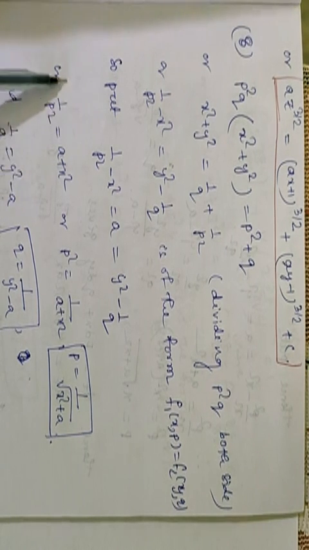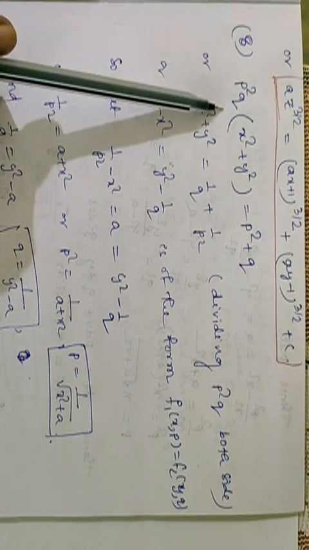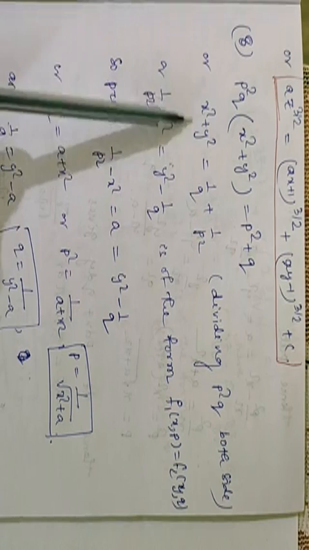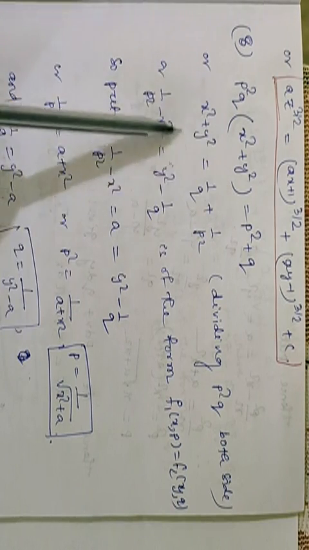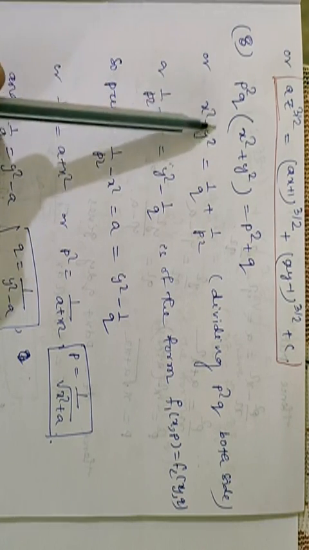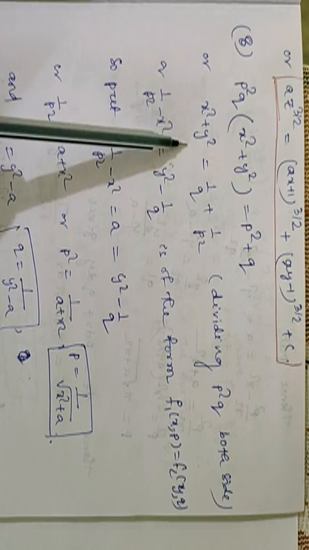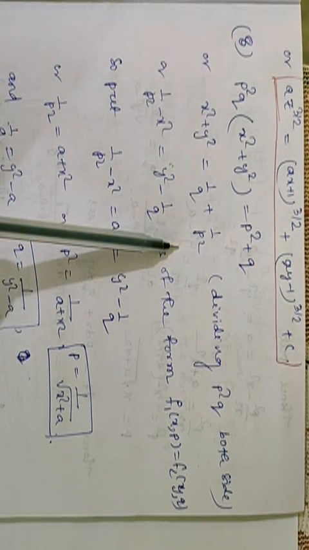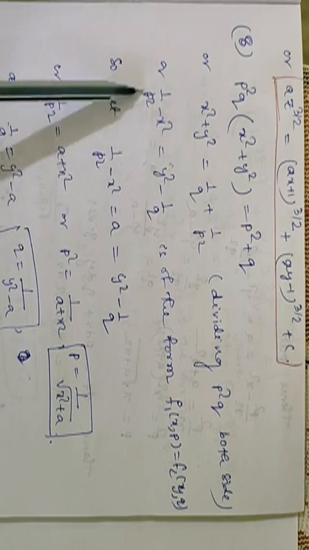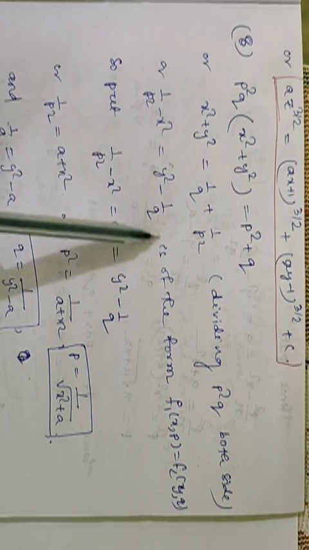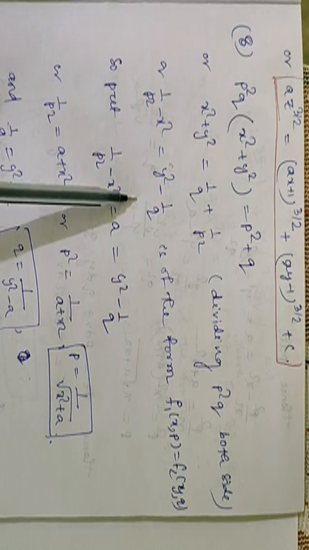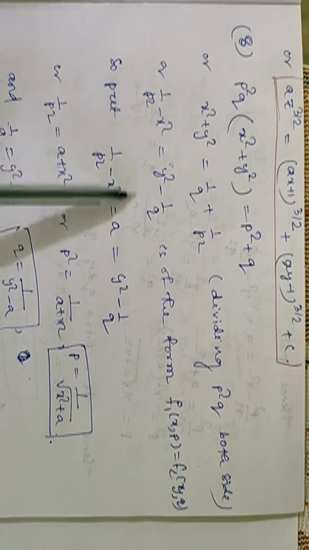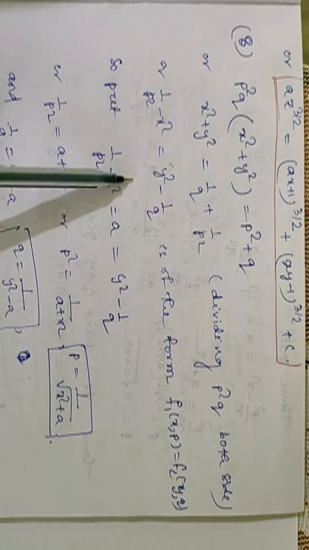Take another problem. p square q into (x square plus y square) is equal to p square plus q. Now dividing both sides by p square q, what we get is x square plus y square is equal to 1 by q plus 1 by p square. Now we can arrange this in the form f1(x)p is equal to f2(y)q, so that it will be of standard form 3.